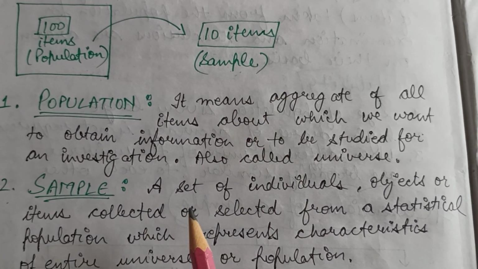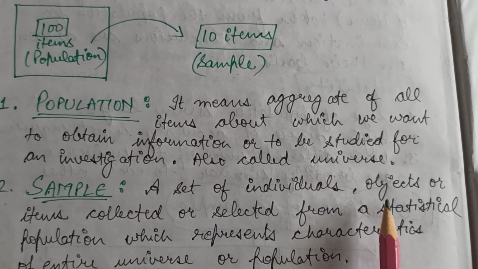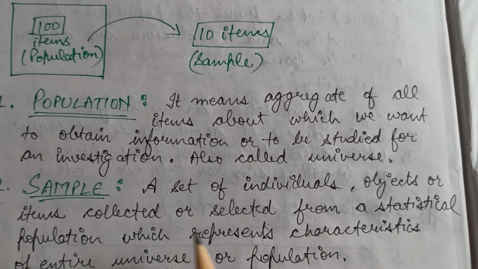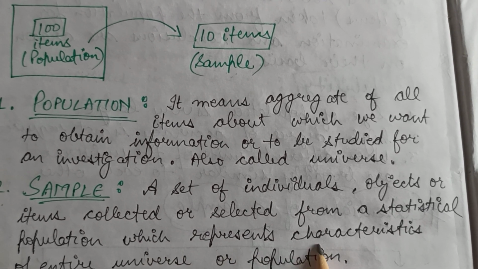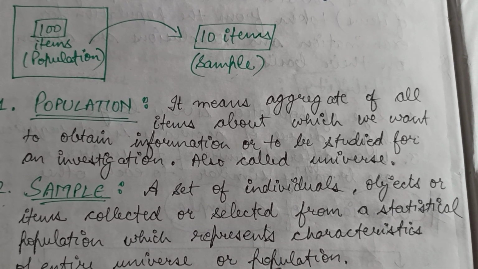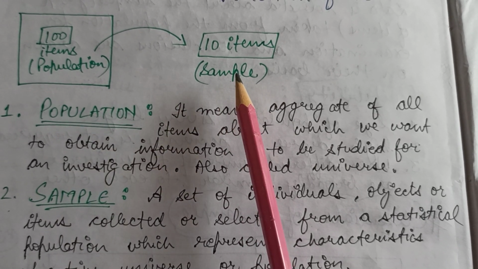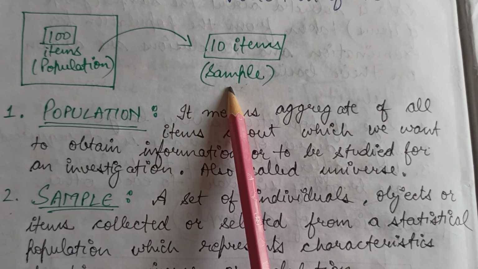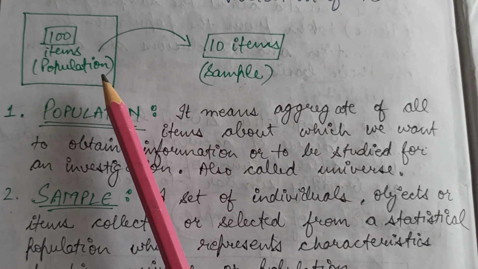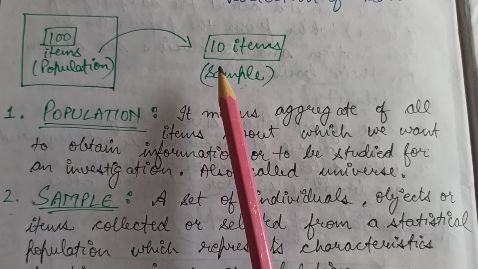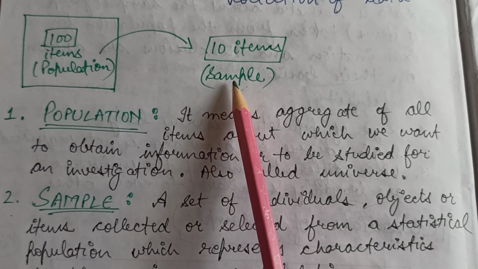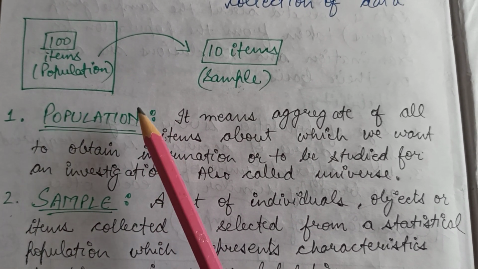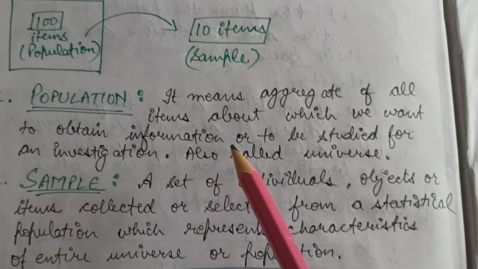Therefore, a sample refers to a set of individuals, objects or items collected or selected from a statistical population which represents the characteristics of the entire universe or population. Obviously, if I am taking the sample from the population itself, these sample items will show the characteristics of the population itself. Therefore, we can also base our conclusions on these samples which have been taken out from the population. So this was all about the population and the sample.